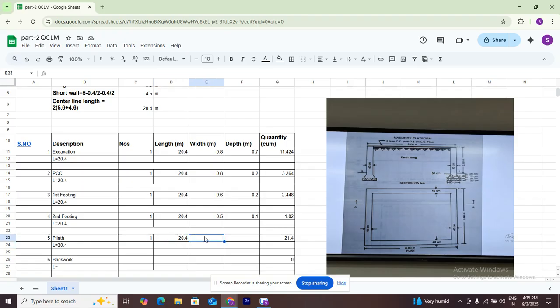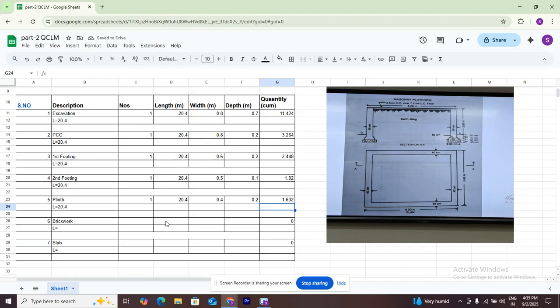What is the width of the plinth? It is 0.4, the wall thickness only. The depth of the plinth is 0.2. Yes, the sum must be there: 1.632. Okay, the brick wall.